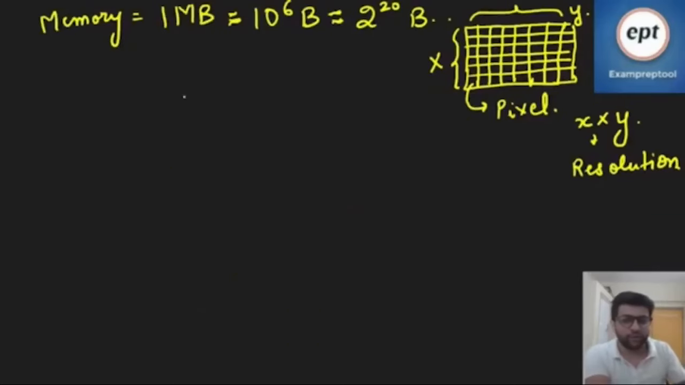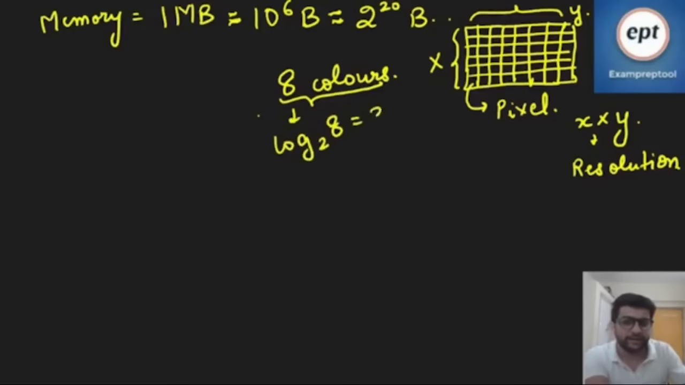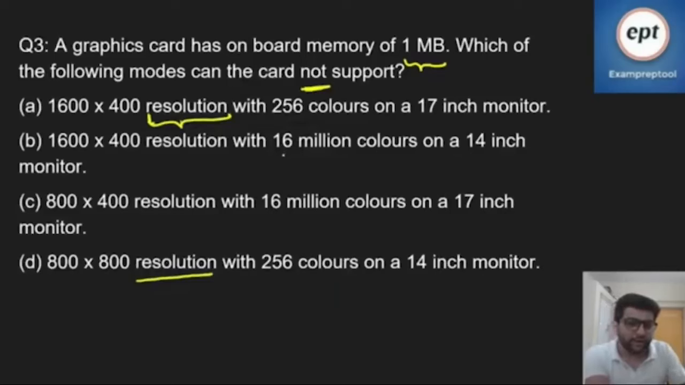Let's say we want to support 8 colors, right? We know how many minimum bits we require to represent 8 different values. The answer is log base 2 of 8, that is 3 bits, right? So if we want to calculate how many bits are required to represent 16 million colors, it will be log base 2 of 16 million.